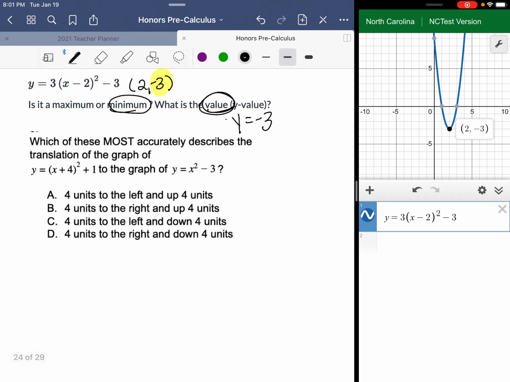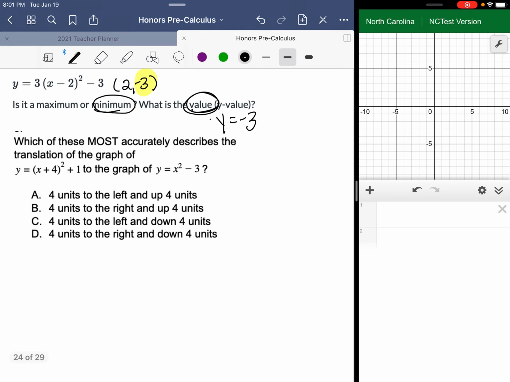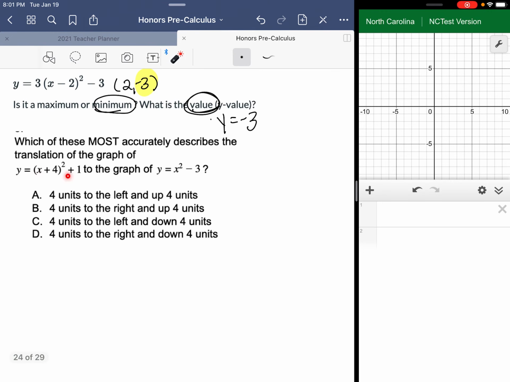All right, so then for the next one, which one most accurately describes the translation? So we're not starting with the parent function this time, but we're going from this function, let me get my little, this function to this one. So how did we go from +4 to nothing here? So I would look at this, and if I'm going from +4 to nothing, that means that I would have had to have subtracted 4.